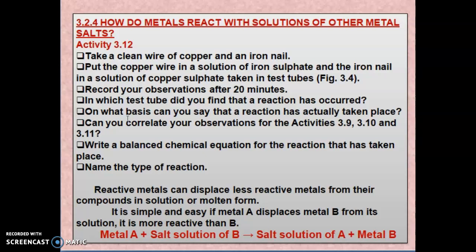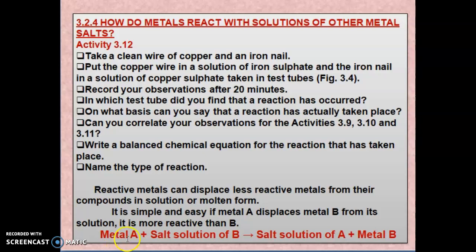So first, reactive metals can displace less reactive metals from their compounds in solution or molten form. It is simple and easy: if a metal A displaces the metal B from its solution, it is more reactive than B. You have studied this type of reaction already, that is a displacement reaction, in chapter 1.